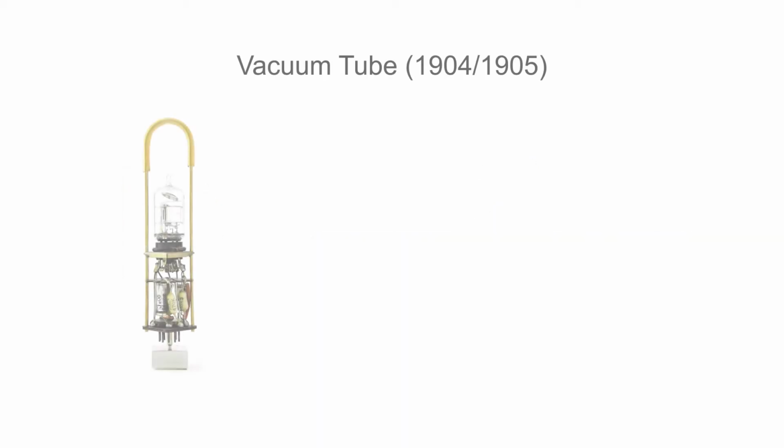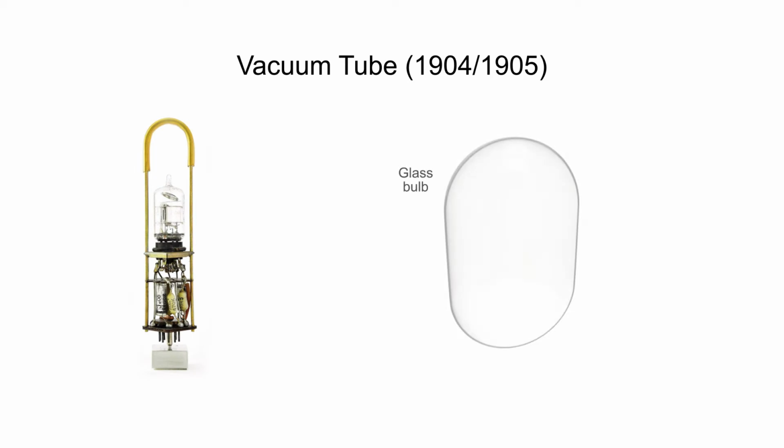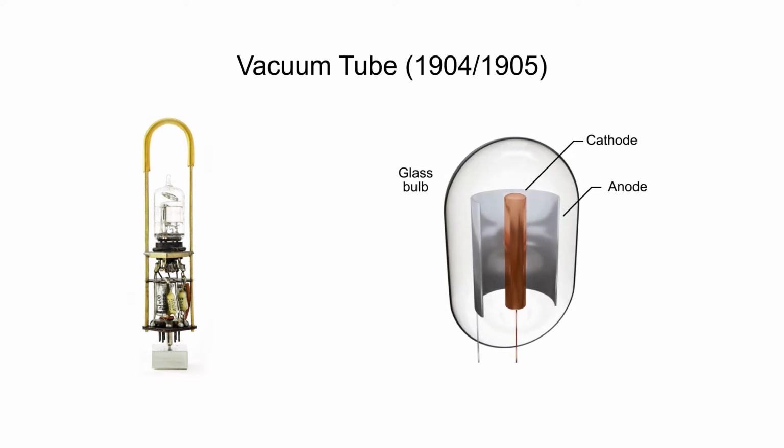The vacuum tube was invented in 1904-1905. An evacuated glass bulb contains the cathode emitter and the anode. The potential existing on the grid influences the electron flow from cathode to anode. If it is stopped by the grid, the switch is opened, and if it flows through the grid, the switch is closed.